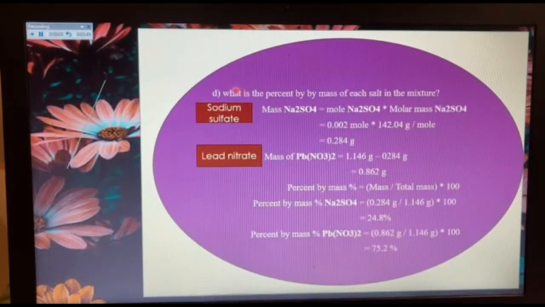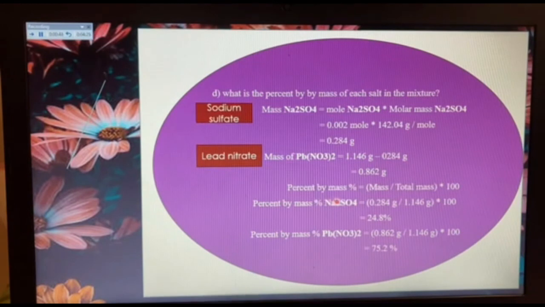And the last question, 1D, what is the percent by mass of each salt in the mixture? The mass of sodium sulfate equals moles of sodium sulfate times molar mass of sodium sulfate. The answer is 0.284 gram, and the mass of lead nitrate is 1.146 gram minus 0.284 gram. Sorry for the correction, it is 0.862 gram.